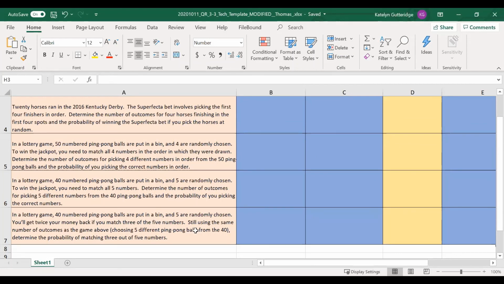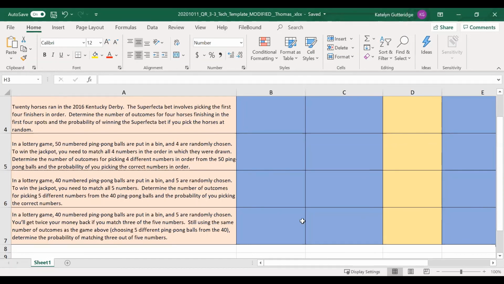The important thing to think of here is you want to break it down into 2 different combinations when you're thinking of the total number of ways you can win. You want to break it down into the combination of choosing 3 out of the 5 that are chosen, and then choosing 2 out of the remainder number of ping pong balls in that bin. So 5 of them are going to be the winners. We're choosing 3 out of the 5. And then the remaining 35 is where we're going to get our other 2 balls from, because we just have to match 3 of them.